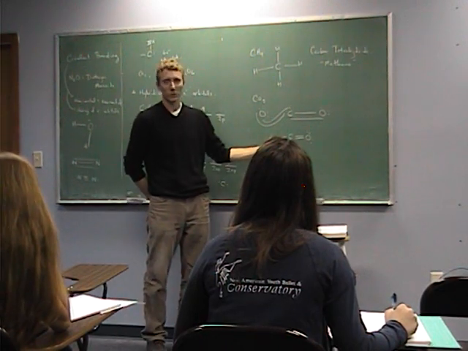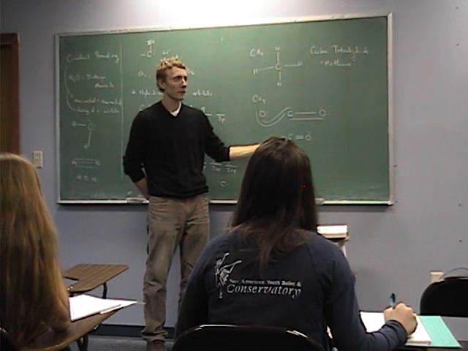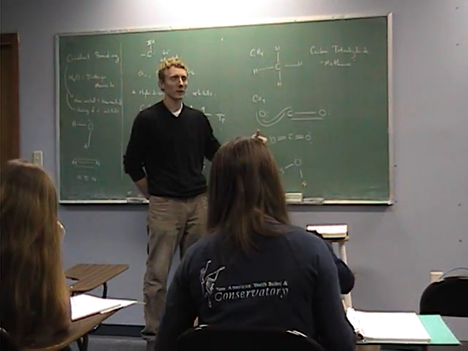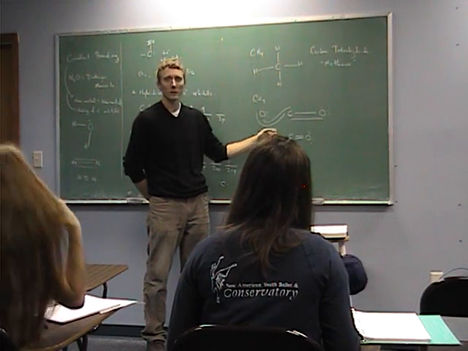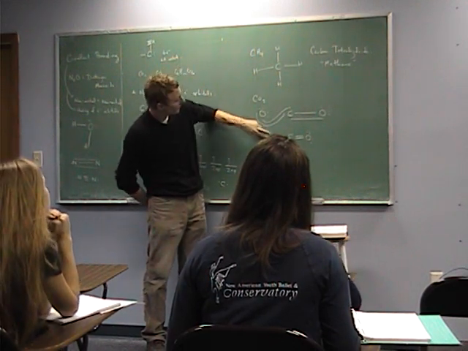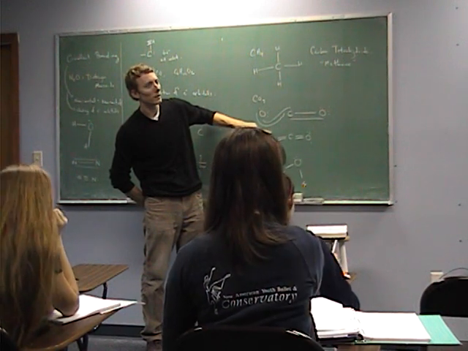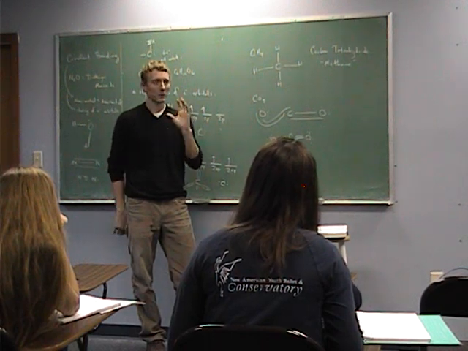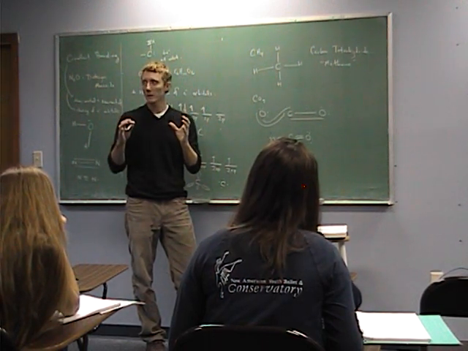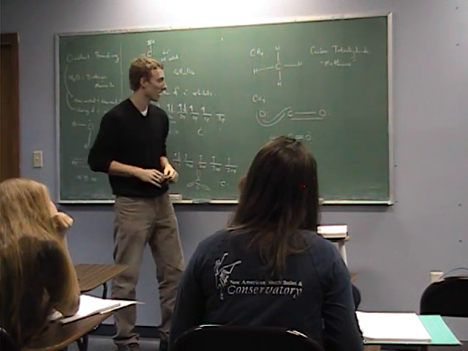Each line represents what? Shared pair of electrons. Electrons are negatively charged. This pair, electrons, negatively charged. Over here, these 2 dots represent electrons that are negatively charged. Now, you tell me what happens when you get negative charges around negative charges. They repel. They get as far apart from each other as they possibly can.